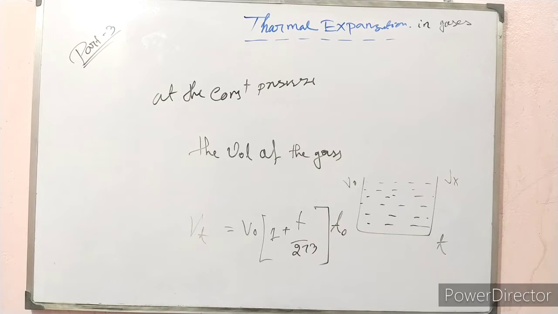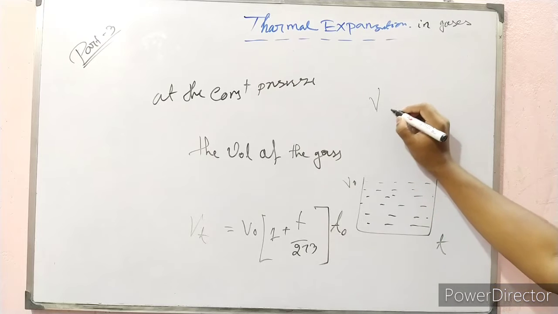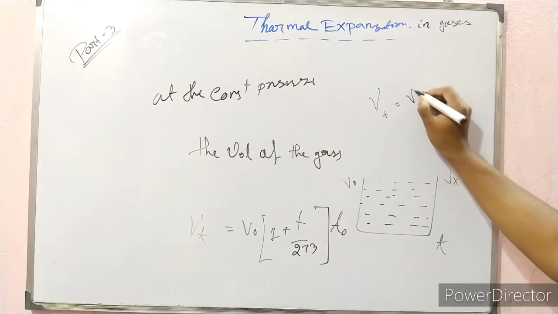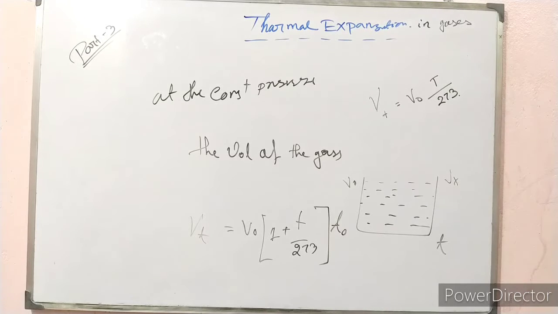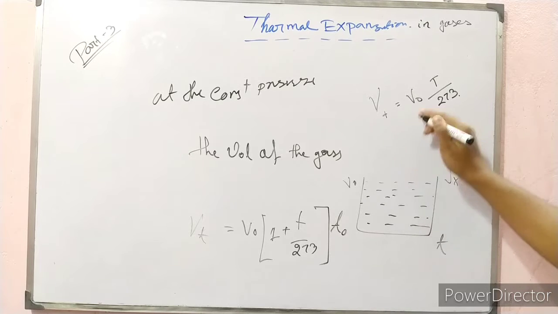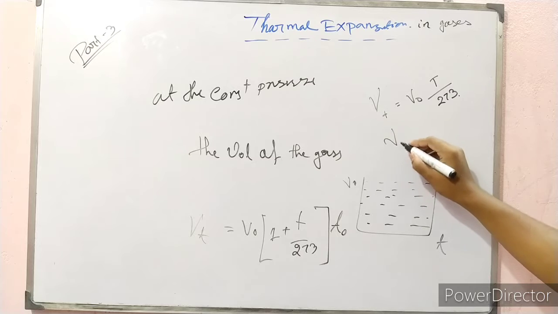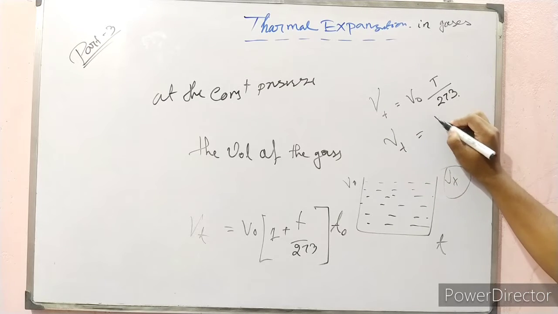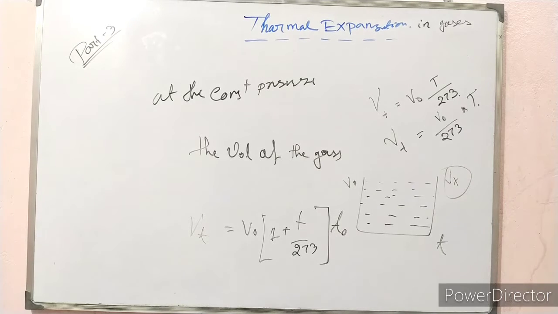So the final equation of Charles' law is Vt equals V naught into T by 273. With initial temperature and final temperature, you can write Vt is equal to V naught by 273 into T. I hope that is clear. That is some basic things of this.